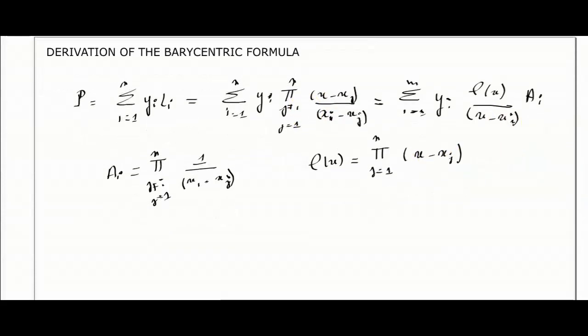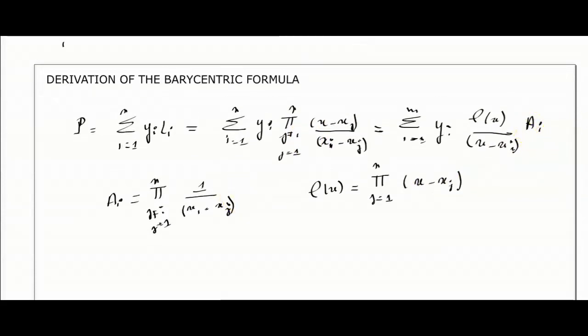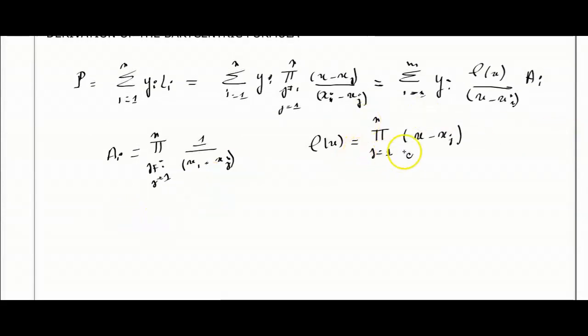Now this L of x doesn't depend on i, since it's a product containing the j, so I can bring L of x outside of the sum. So it will give me L of x multiplied by the sum from i equals 1 to n of yi multiplied by ai over x minus xi.